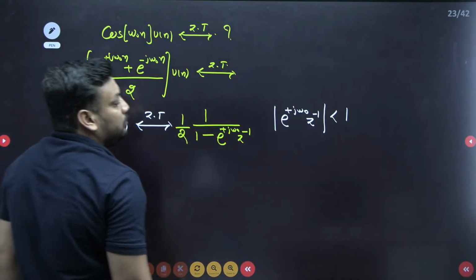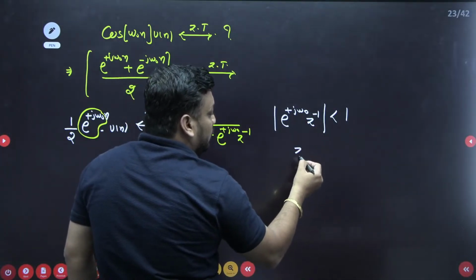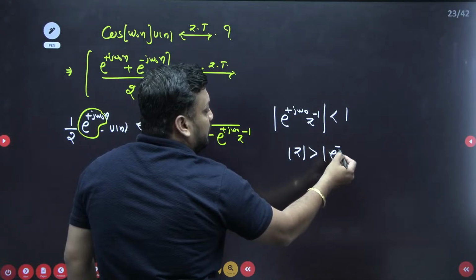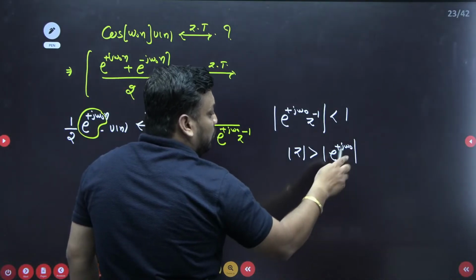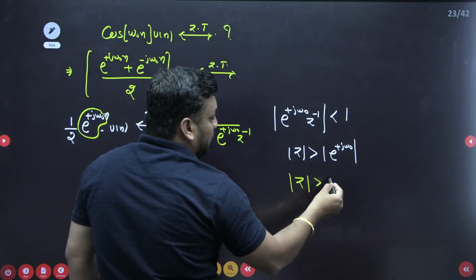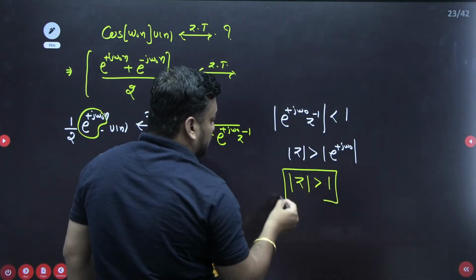It means, on cross multiplying, you will get mod of z greater than mod of e to the power j omega 0. And do you know the magnitude of e to the power j omega 0? The magnitude of the Euler form is always 1. So mod of z is greater than 1. This is the ROC.